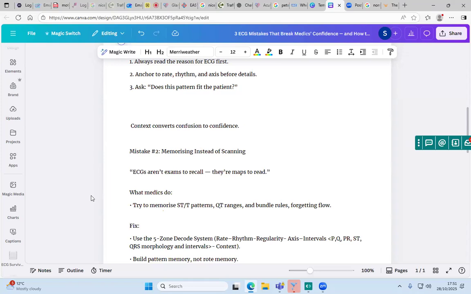ECGs are not exams. Real life ECGs are not exams. They are maps to read. So what medics do is they try to memorize ST patterns, QT ranges, bundle rules, but there has to be a flow. You will always fall to the level of your systems. In an emergency, even with ALS, I find that if you're not calm, collected, if you don't have a system that you know and that you use to scan, then you will not be confident with your ECGs.